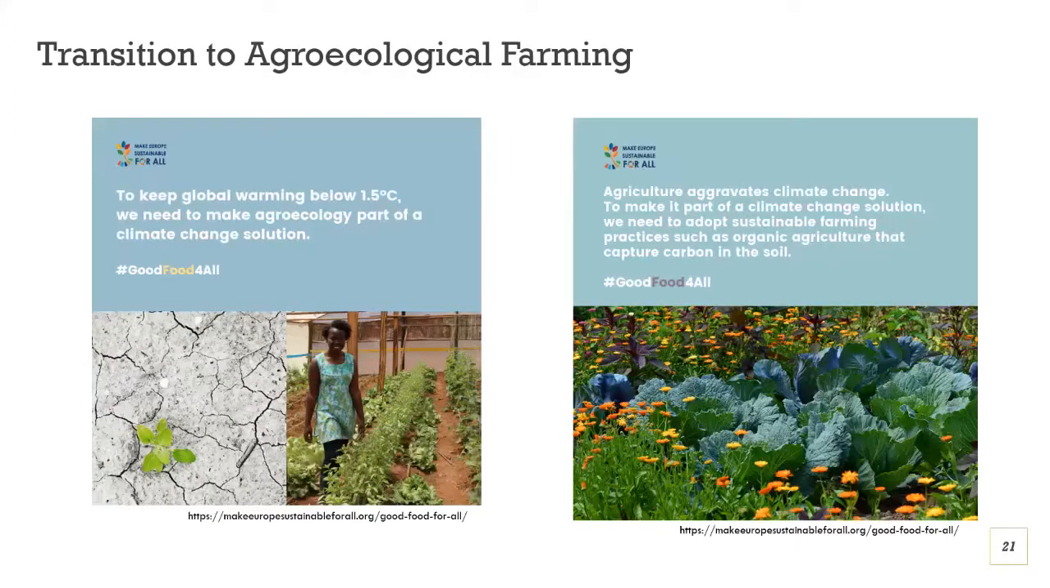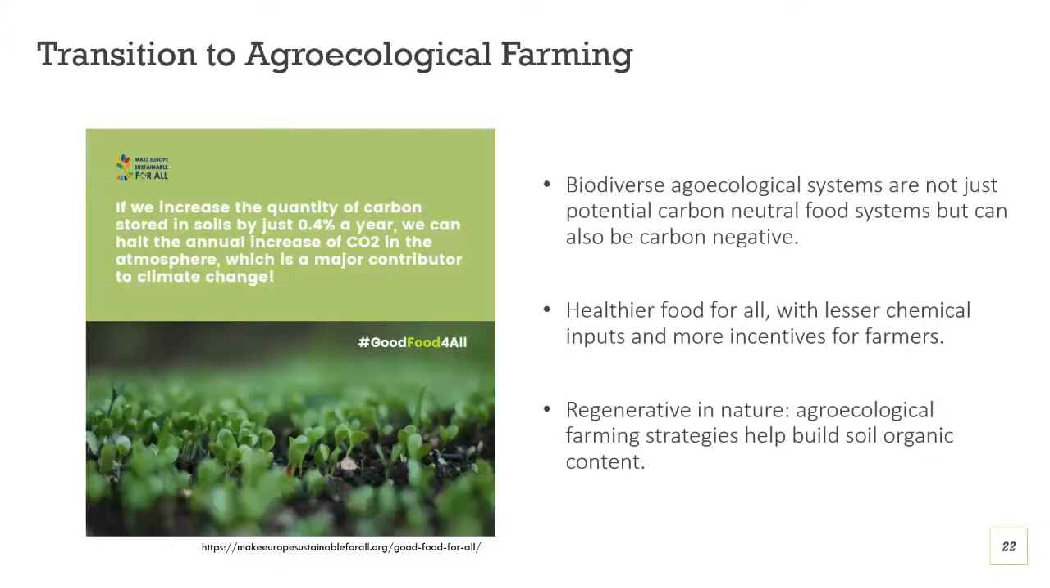These are some of the plans or goals of agroecological farming that make it a potential component of a climate mitigation strategy. For example, this goal says if we increase the quantity of carbon stored in the soil by just 0.4% a year, we can halt the annual increase of carbon dioxide in the atmosphere, which is a major contributor to climate change.